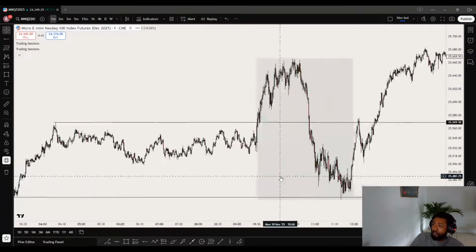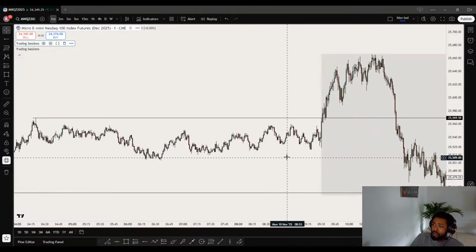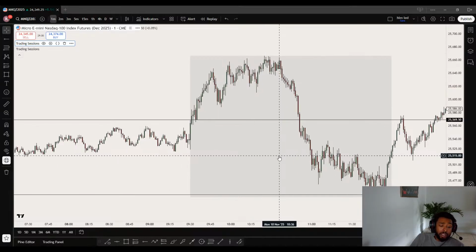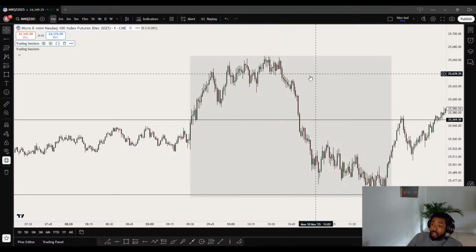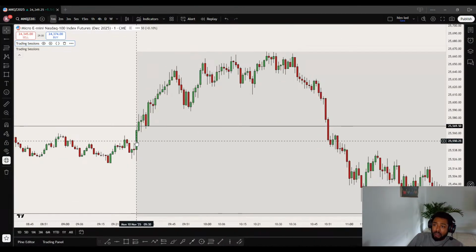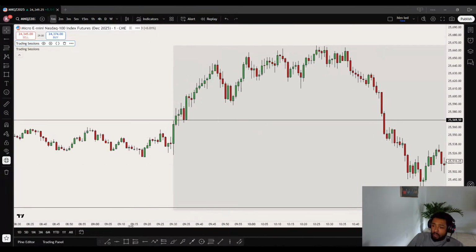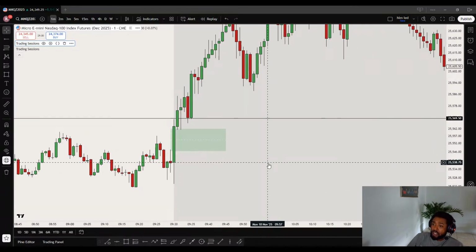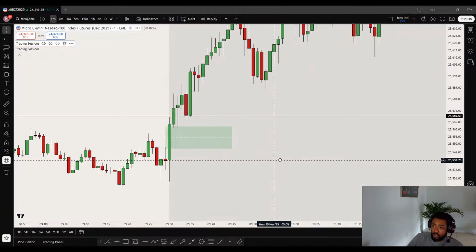Now, same thing: you want to see it sweep one end, and then you want to see it go to the other end. And this is strictly just order flow. So market liquidity opens. We do not retrace to this fair value gap. Actually, we did.